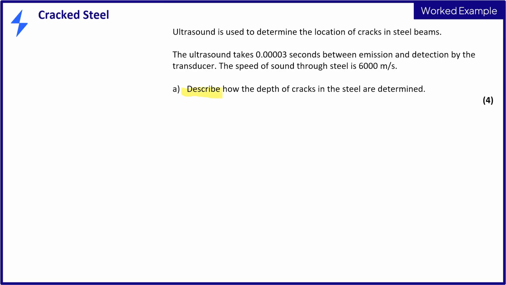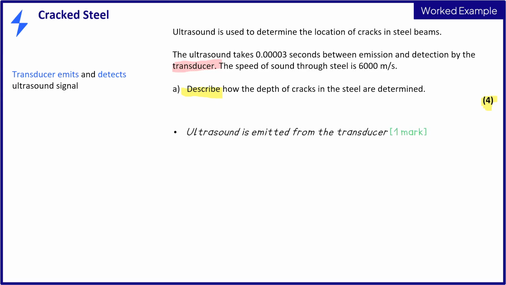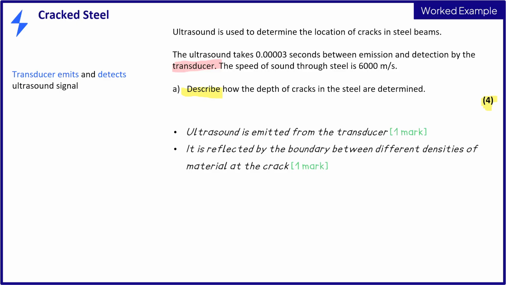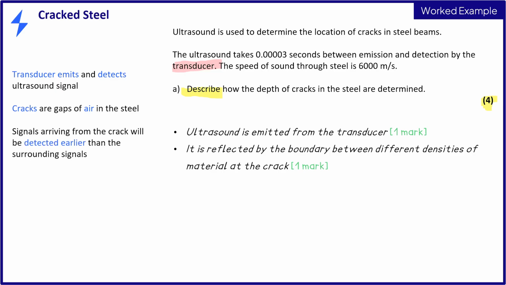For part A, describe how the depth of cracks in the steel are determined, for 4 marks. The transducer emits and detects the ultrasound signal. So the ultrasound is emitted from the transducer for 1 mark. It is reflected by boundaries between different densities of material for 1 mark. Cracks are gaps of air in the steel, so they will reflect the sound back before the areas around it. Hence, the signals arriving from the crack will be detected earlier than the surrounding signals.